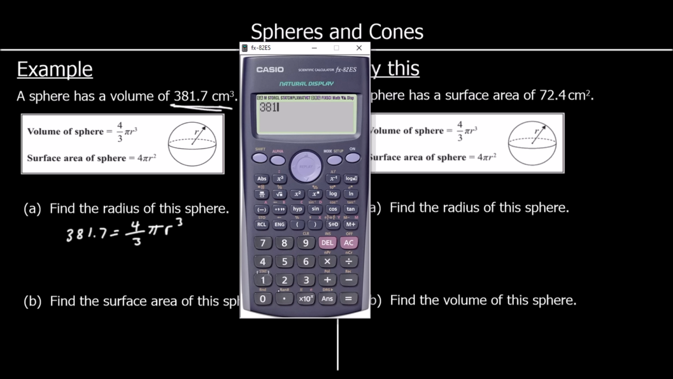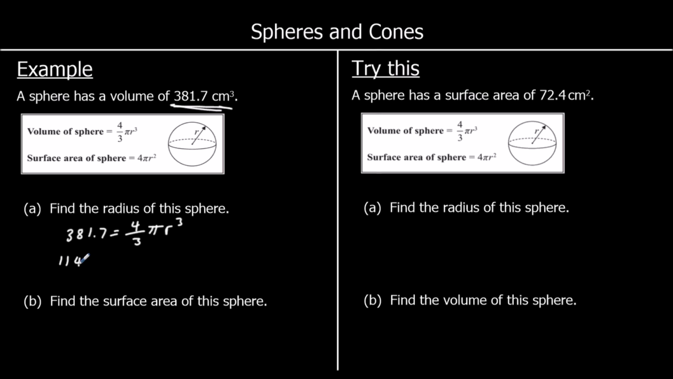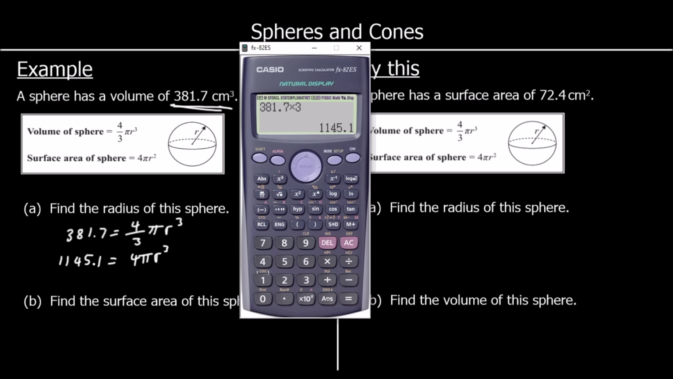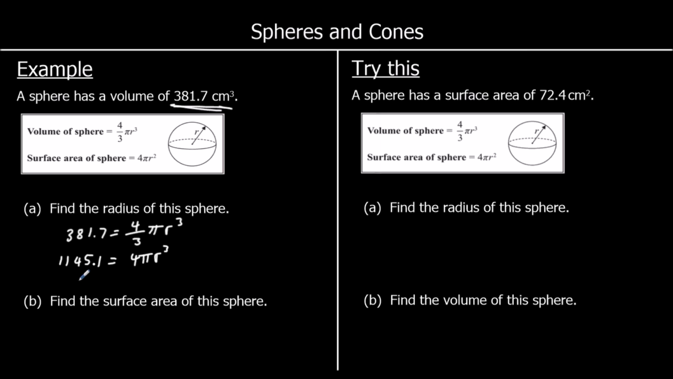So 381.7 times 3 will be 1145.1. So 1145.1 equals 4 pi r cubed. To get r cubed by itself, I can divide both sides by 4 pi. So answer over 4 pi. And so r cubed is 91.124 and so on.